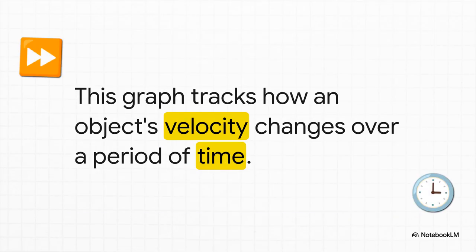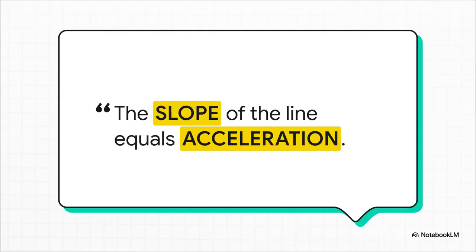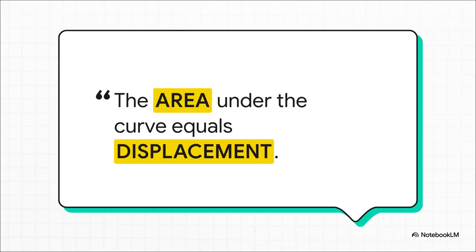Okay, now for a velocity time graph. This one's a bit different. It tracks speed over time. On this one, the slope gives you the acceleration. It's really that simple. And check this out. The area under the line, that tells you how far the object has moved.